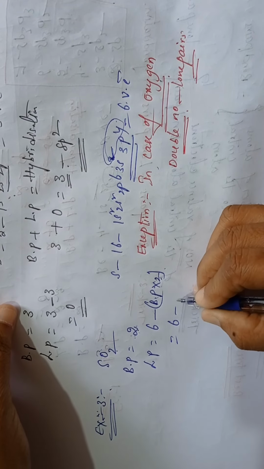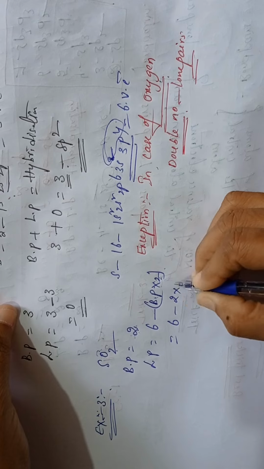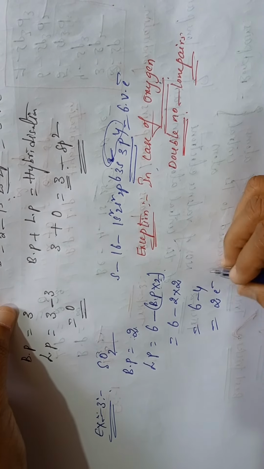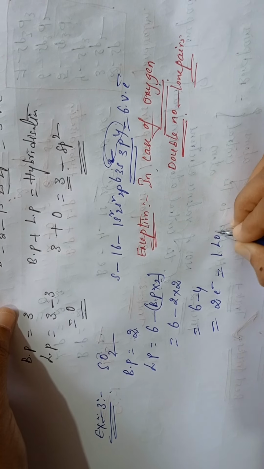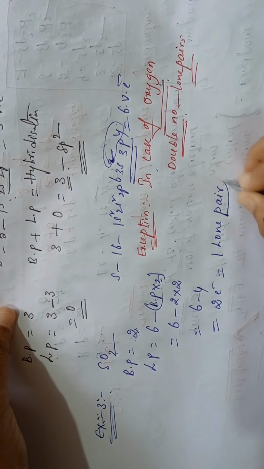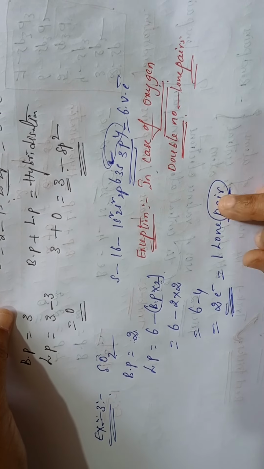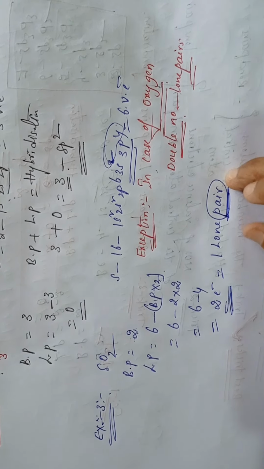So bond pairs how many? 2 already. 2 into 2, 4. 6 minus 4, then 2 electrons. 2 electrons is nothing but one lone pair. Clear? Pair means what? 2 electrons. That's why 2 electrons is nothing but one lone pair. Clear, students? One lone pair.